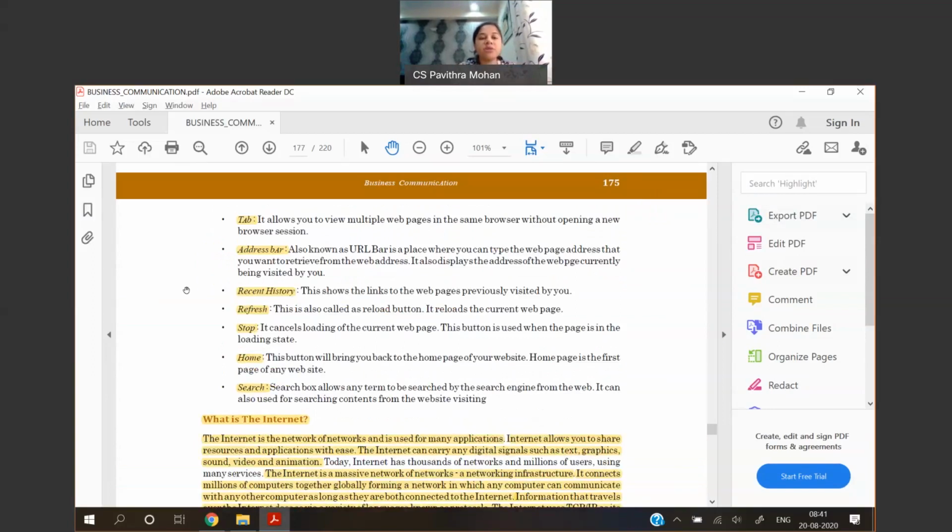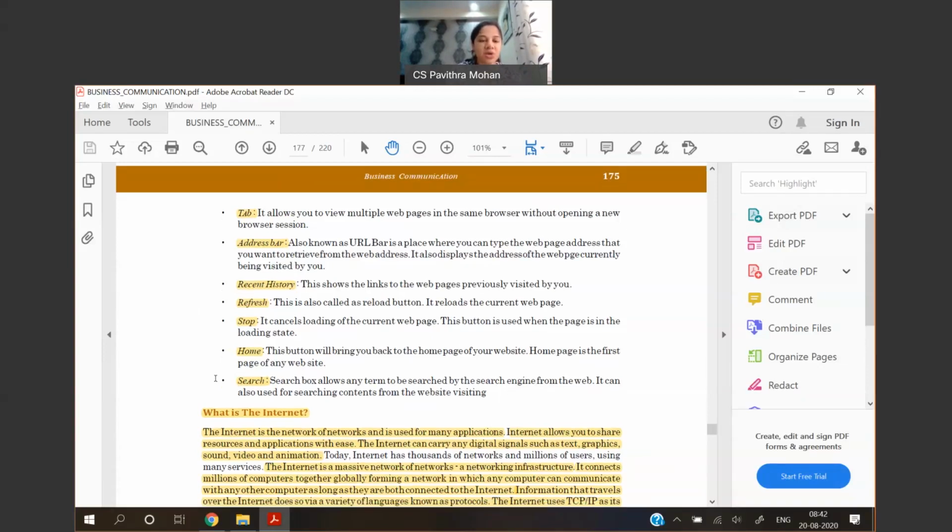Okay, then after that you will have the address bar where you can input the web ID or website address. Then you can have the recent history where you can check the previous things you have searched for. Then you have the refresh button, which will help you to reload the page. Then you have stop, which will help you to stop processing or downloading any information. Then you have the home page. Then you have the search button. Okay, all these things will be available in your browser.